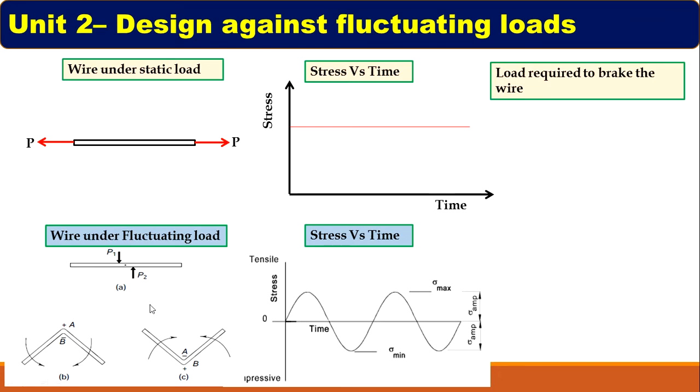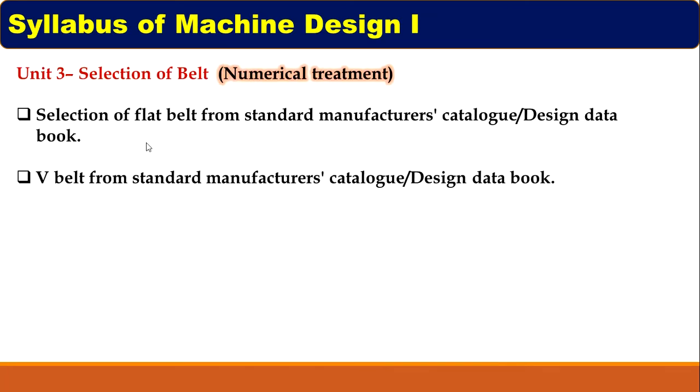So you can easily guess in which case the load required is less. Definitely the load required to break the wire in this case is less, because here the type of stress or type of load is not stationary, not static, it is fluctuating. So the load required to break the wire is very less when the load is fluctuating. And thus we can say that as compared to static loading condition, fluctuating loading condition is more dangerous from the safety point of view, and the failure occurs at a very low magnitude of fluctuating load as compared to the magnitude of static load. So this is the difference between static and fluctuating load.